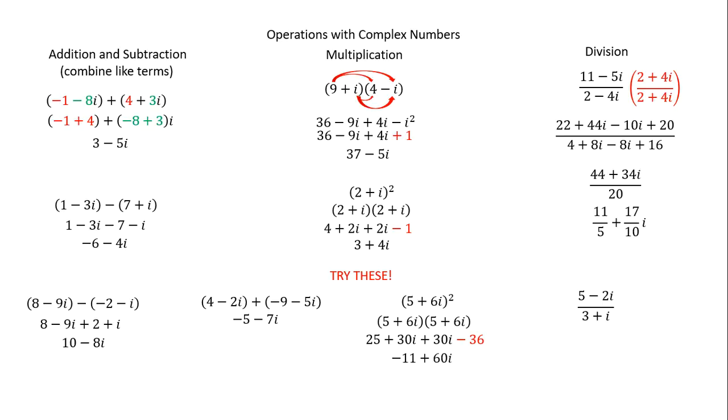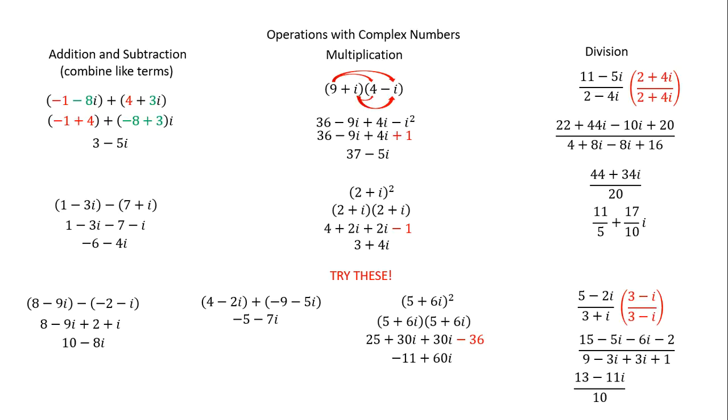And then division, multiply by the complex conjugate. 3 minus i, same thing to the top. We can multiply each of them. The i squareds become negative 1s. Then we can combine our like terms, so we get 13 minus 11i divided by 10.